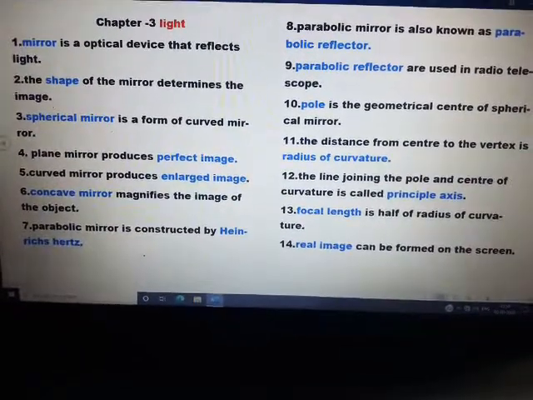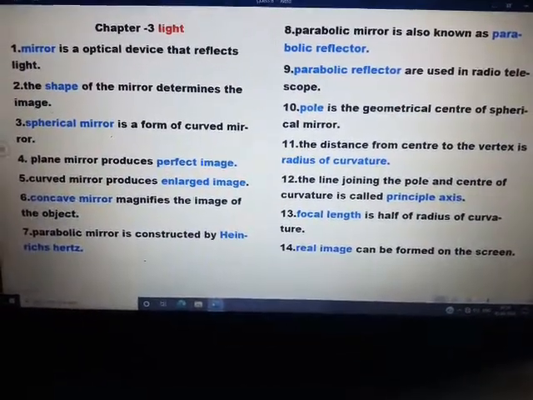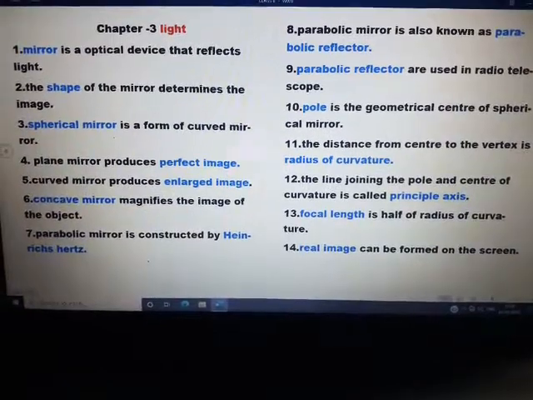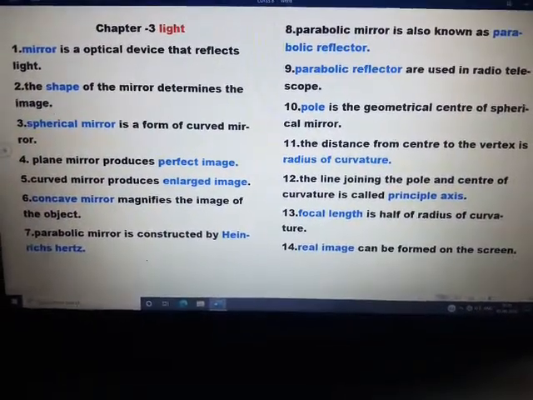In this video we are going to see about 1 marks, that is light, chapter 3 in class 8. First question, dash is an optical device that reflects light. So mirror is an optical device that reflects light.